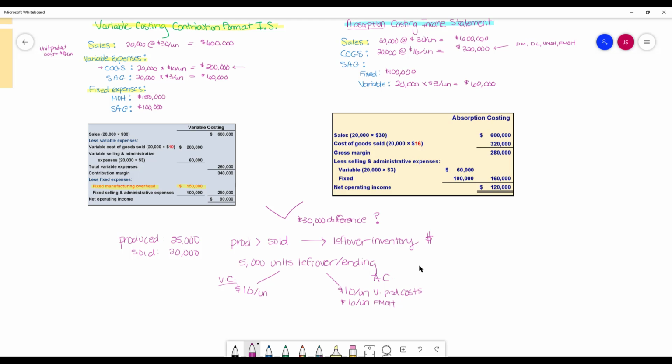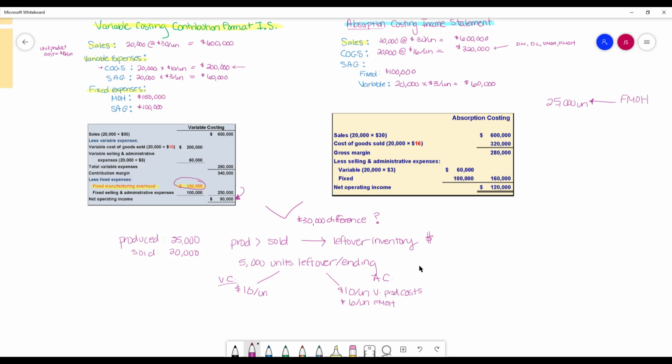Now under variable costing, what happened? Under variable costing, all of the fixed overhead we incurred for that period was subtracted out, or expensed, in the period to give us the $90,000 net operating income. But under absorption costing, remember, first we attached all 150,000 of that to all 25,000 units we produced. So the fixed manufacturing overhead is attached to those 25,000 units that we produced under absorption costing.